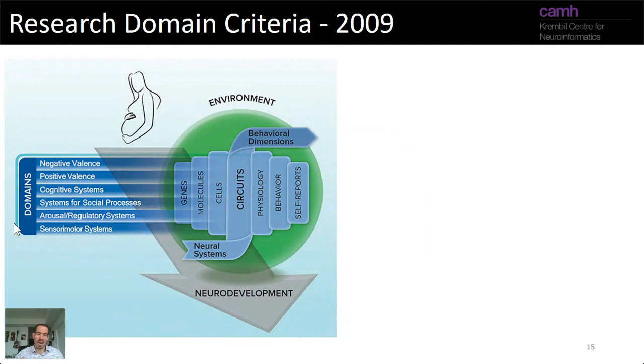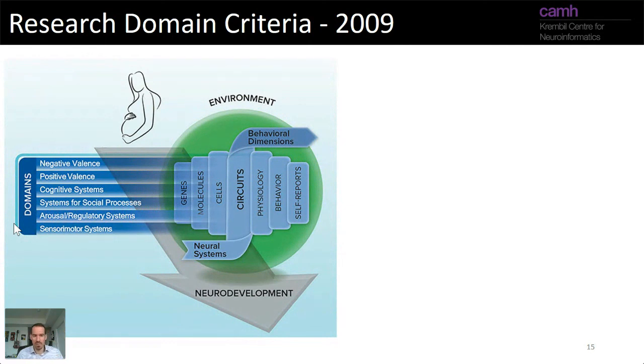It's actually, and this is funny, because I always was thinking about RDoC. It makes sense as an idea. The idea is there are a few domains that relate to mental health, and they've been selected because they're of particular relevance to mental illness. You have cognitive systems, negative valence, positive valence, systems for social processes, and arousal and regulatory systems. These seem to be really important domains of investigation.